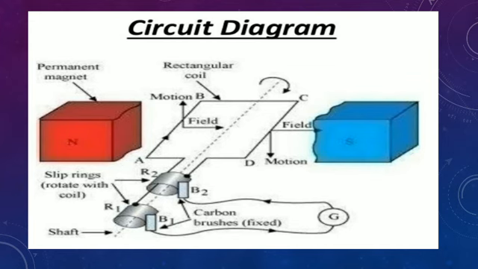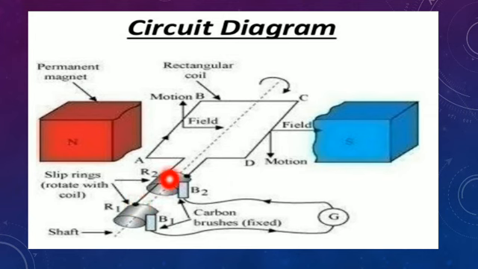Okay students, next the rectangular coil. See, this is the rectangular coil, A, B, C, D. The ends of this coil are connected to slip rings, metallic rings. R1 and R2 are nothing but the slip rings. These slip rings rotate along with the coil, and they are attached to one common shaft.